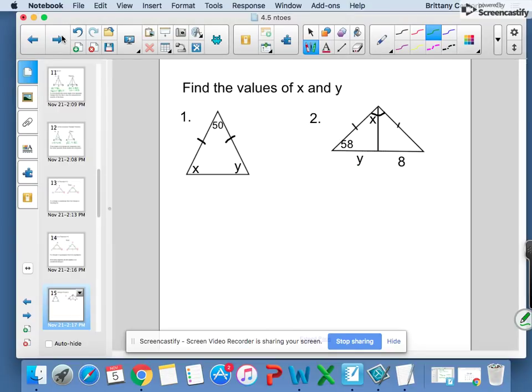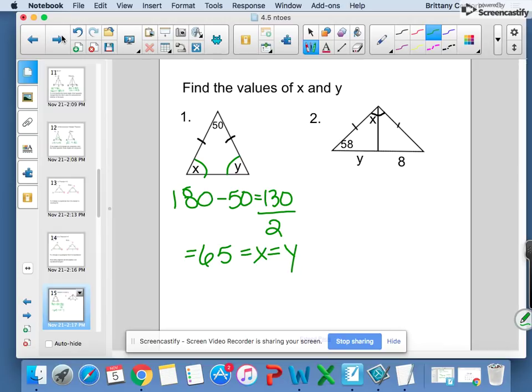So now we're going to look at some problems using these theorems. For number one, we know that since our sides are congruent, x and y have to be congruent. Remember, I only have 180 degrees in a triangle, so I'm going to take 180 minus 50, and that's going to give me 130. That wouldn't make sense for both those angles to be 130, but I know they're congruent, so I can just divide that by 2. So I get 65 for x and for y.